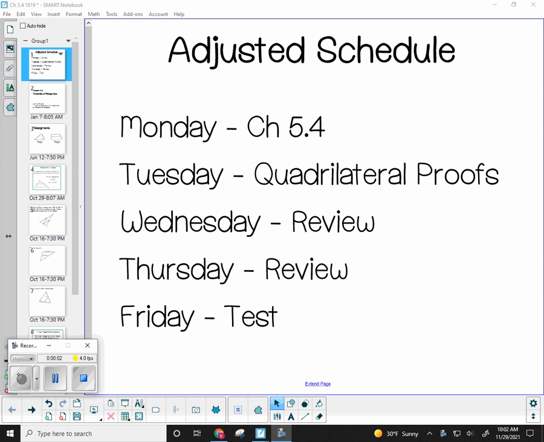I put up here on the board an adjusted schedule. If you remember, I gave you a syllabus and I said I'd give you some grades for this so that we're sure how everything was going to go, right? And the timing of everything. So here's my plan for this week.